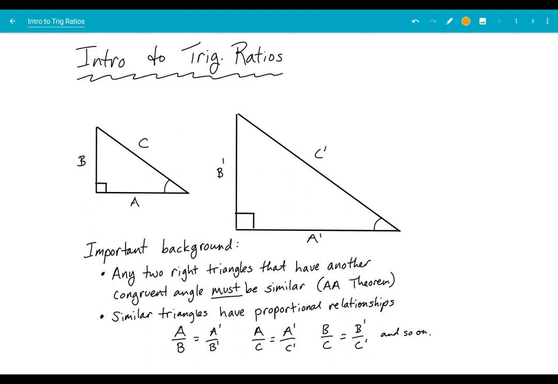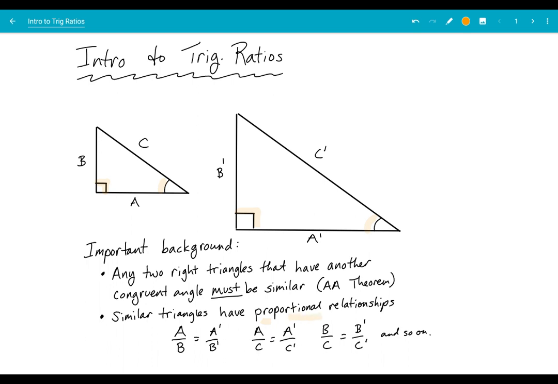To begin with, think back to the similar triangles that we were just learning about, and the fact that any two triangles that have two angles the same must be similar. So with right triangles, they all share at least one angle that's the same. So if they share one more, just one, you know that they must be similar triangles. And that means that they also have a proportional relationship between their sides.